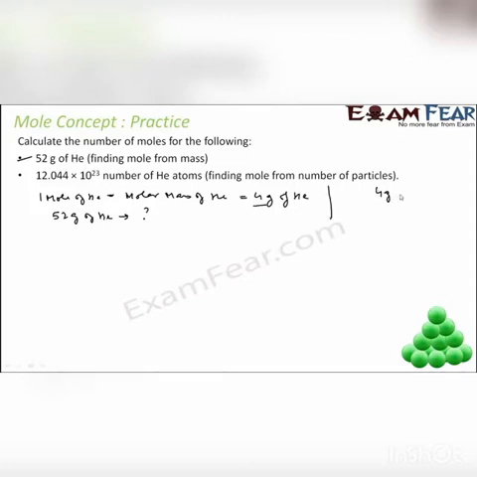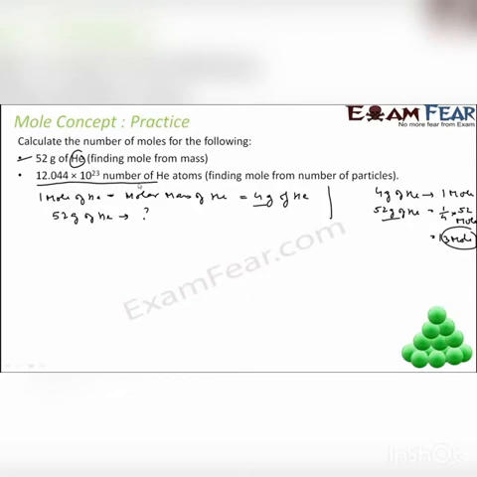So let's do the math. 4 gram of helium is 1 mole. So 52 gram of helium will be 1 by 4 into 52 moles. You solve this, you get 13. So 52 gram of helium is nothing but 13 moles. And 13 moles is 13 into 6.023 into 10 to the power 23 atoms, because we're talking about helium atoms.